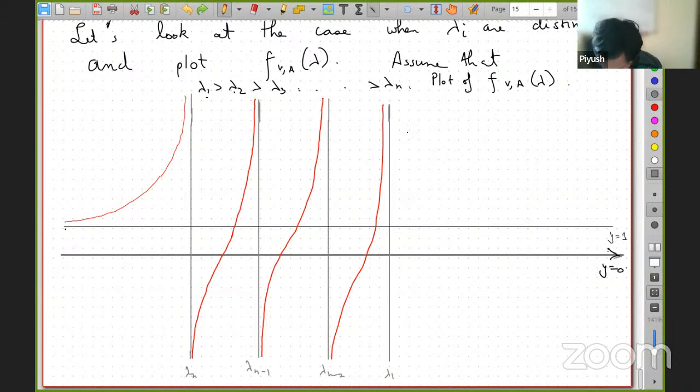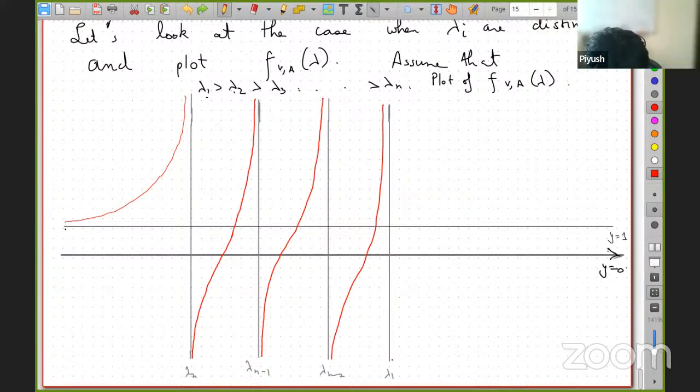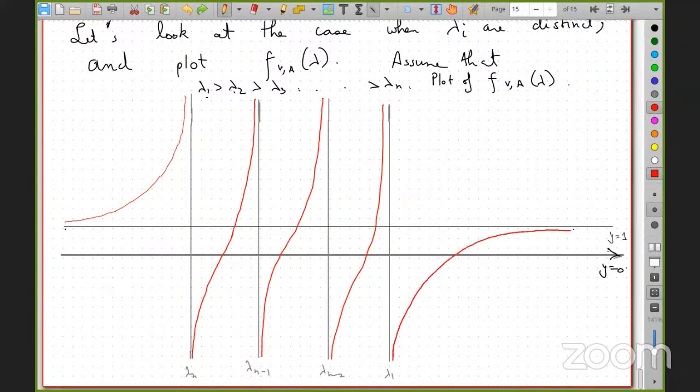Okay. And then finally, what happens in the last one? It starts from minus infinity and goes towards 1. Yes, there's a 1 plus something.